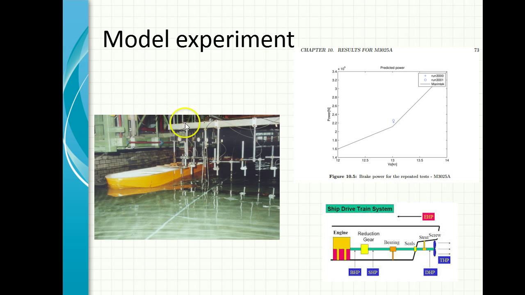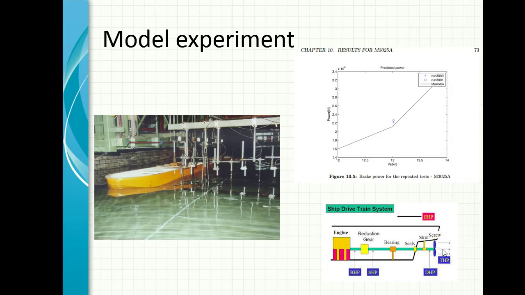So what you see here is a towing carriage on which the vessel is moved forward, and using strain gauges and certain pressure measurements, you are able to estimate the various aspects of flow and forces. Essentially, at the end of the day, what is interesting is to know what kind of engine power is required.